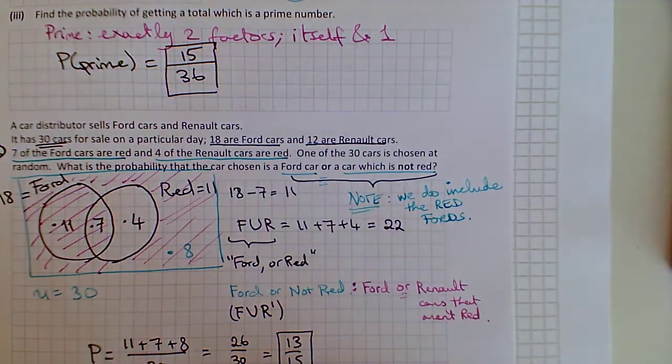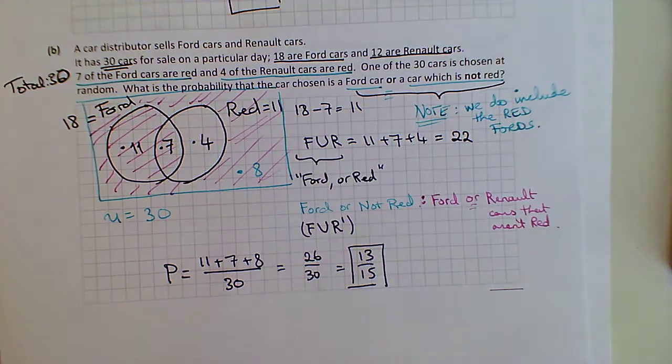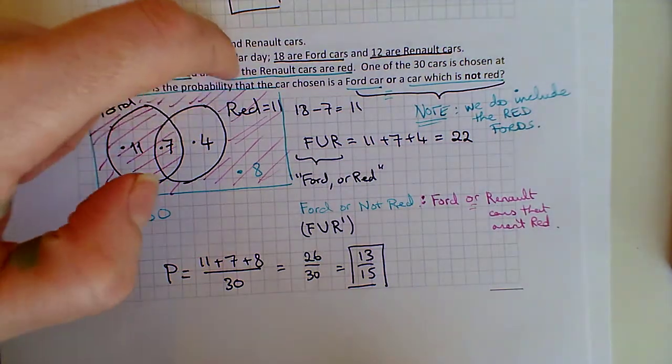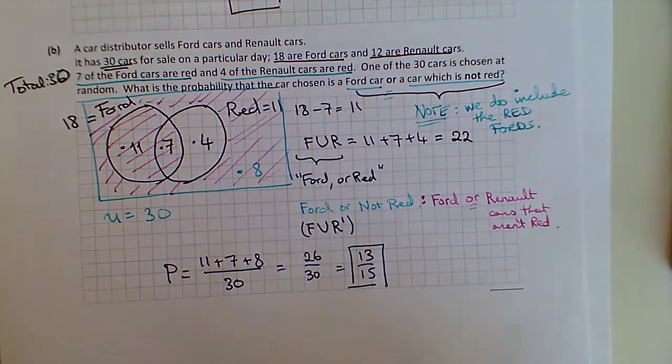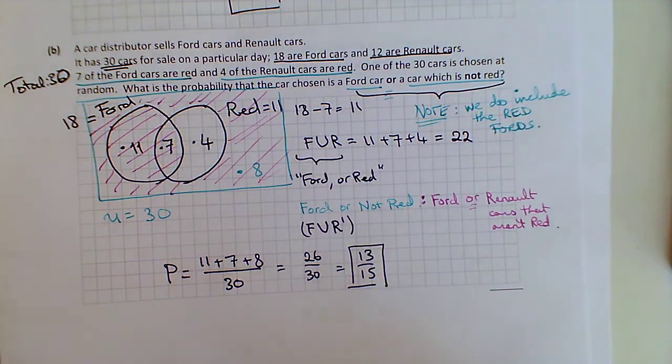Now, you may have done that differently, and that's fine. I find the Venn diagram helps me visualize it, but if you did it another way, that's okay as well. And you might have just read that and gone, oh yeah, it's everything apart from these 4. And then you would have done 30 minus 4 to get 26. 26 out of 30 gives you your probability there, your 13 out of 15.